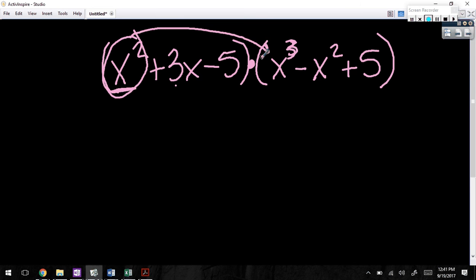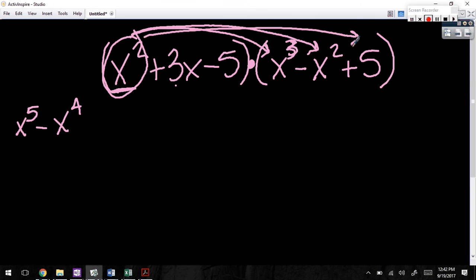If I do x squared times x cubed, I get x to the fifth. And then you're going to have to do it again. X squared times negative x squared is what? Multiply the coefficients. 1 times negative 1 is negative 1, and add those exponents together: negative x to the fourth. How about x squared times 5? 5x squared.